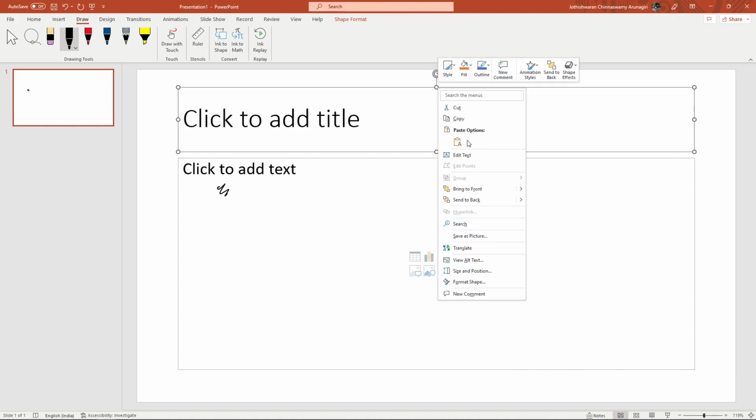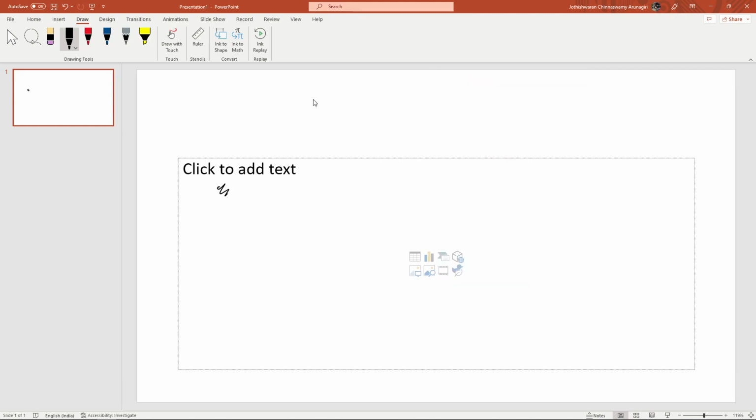Title box can be removed. Just click and delete. Yes.